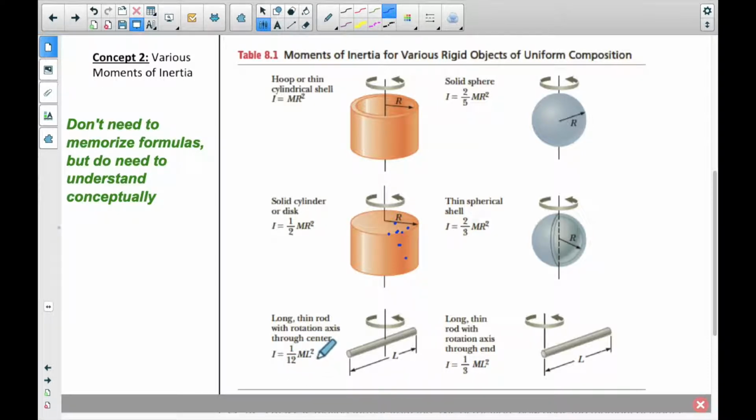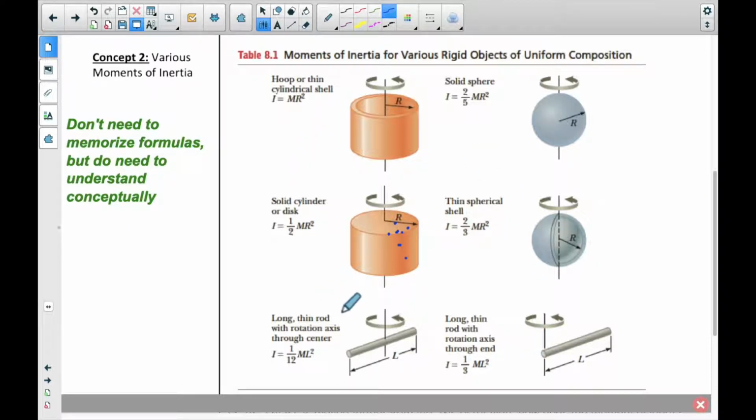And in fact, you can see that instead of an R, it's being replaced by L. And so similar deal over here. This one, the axis was through the middle, and this one, the axis is on the end of it, and so it has a different equation even still.